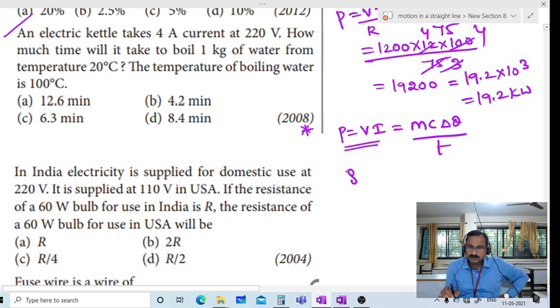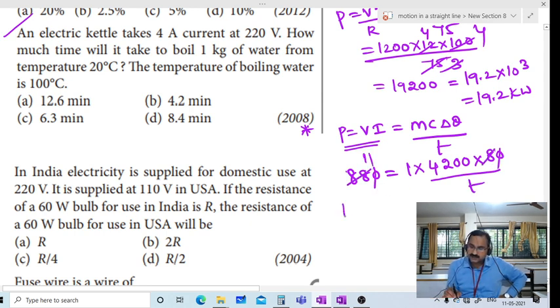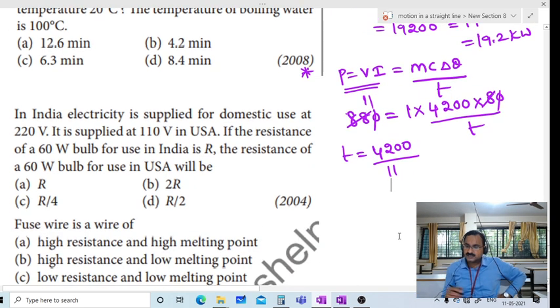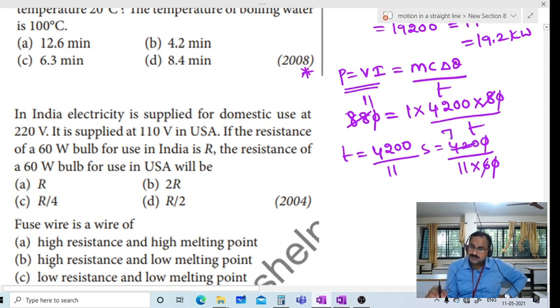4 into 220 means how much? 880 is equal to mass 1 kg. What is the specific heat of water? 4200 into delta T. The temperature difference between 20 and 100 is 80, divided by T. So the 0 will be cancelled, and 8 11s cancelled. Therefore T equals 4200 by 11. But the answer is not given in seconds, it is given in minutes. So this is in seconds. To convert into minutes, we divide by 11 into 60. Then we will get the answer. So 70 by 11, how much are you getting there?